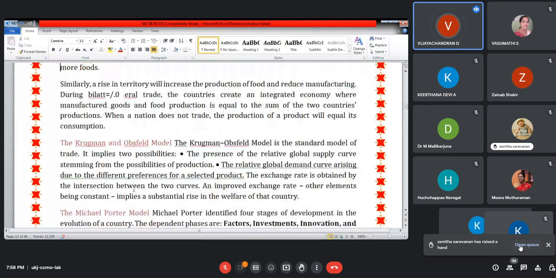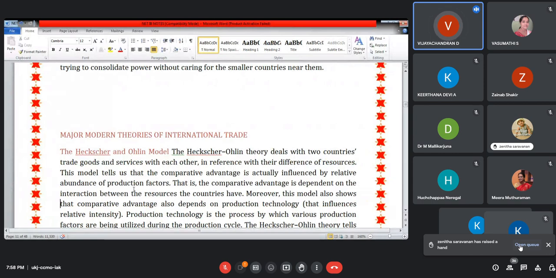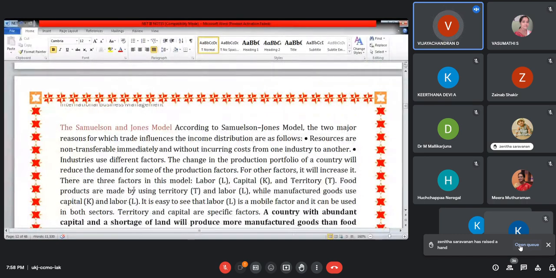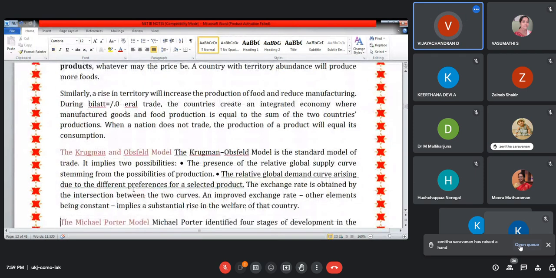So, how many theories did I tell? First one is the Heckscher-Ohlin model. What is the keyword? HO means C, comparative advantage. And next one is the SJ model. What is the keyword? Factor of production, F. SJ equals F, factor of production model. And KO model. KO model means what? Welfare. That will see the welfare based on the demand curve. International trade will be based on supply and demand, SD. So KO means demand and supply. Your trade will be based on the supply and the demand of the product.